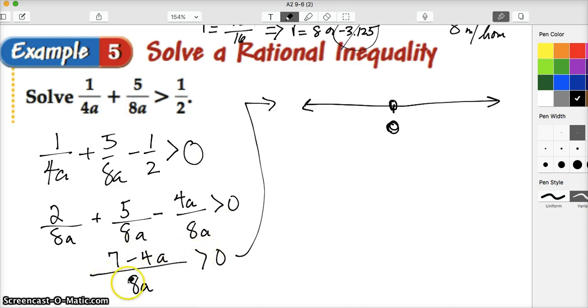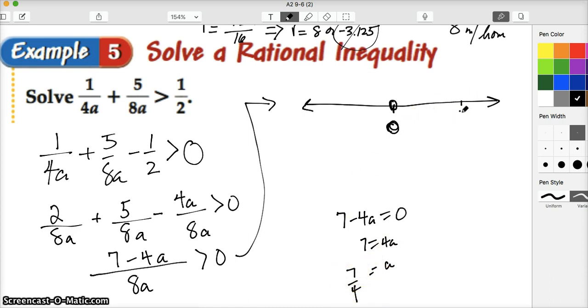So I need to know where it's equal to 0, and that's going to give me another mark of importance. So let's think about that. 7 minus 4a is equal to 0. When the numerator of a fraction is equal to 0, that's when the fraction equals 0. So 7 minus 4a equals 0 implies that 7 equals 4a, specifically that a is equal to 7 over 4. You guys see that? And so that's 1 3/4.